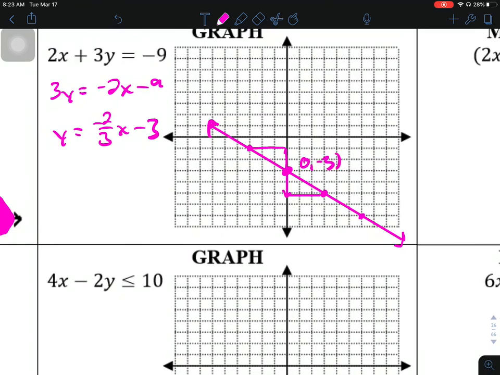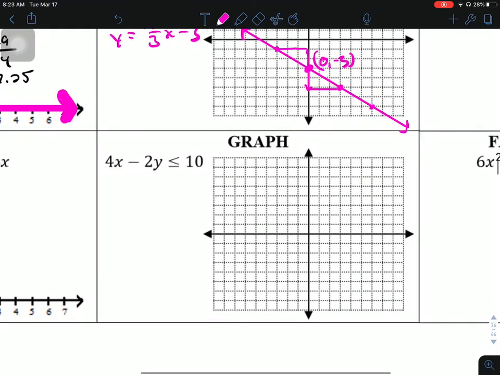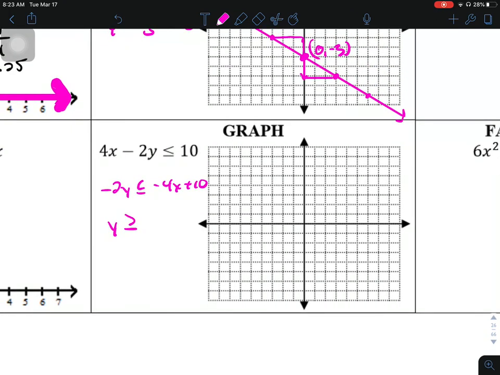This is 0, -3, the y-intercept. Let's do this one below it. It's a little different because it says it's an inequality. Let's get it in slope-intercept form. I just divided by a -2. The inequality changes direction.